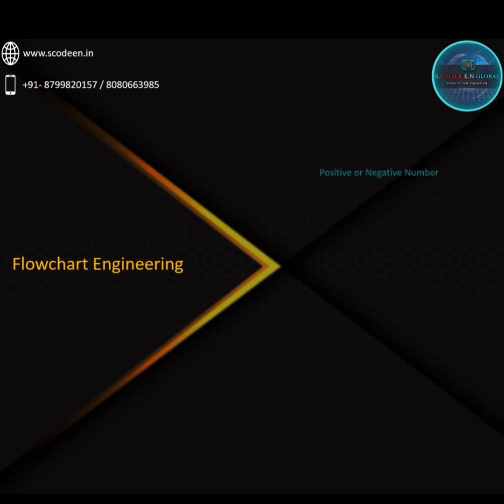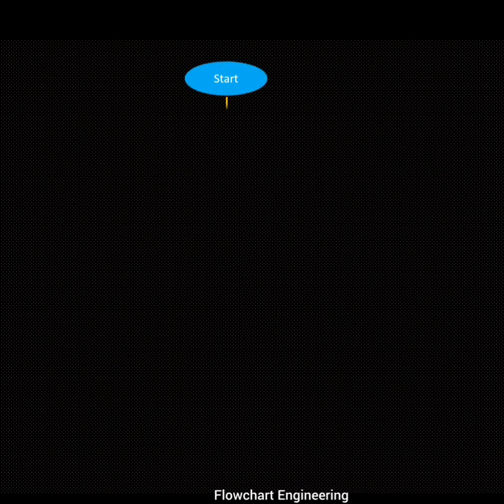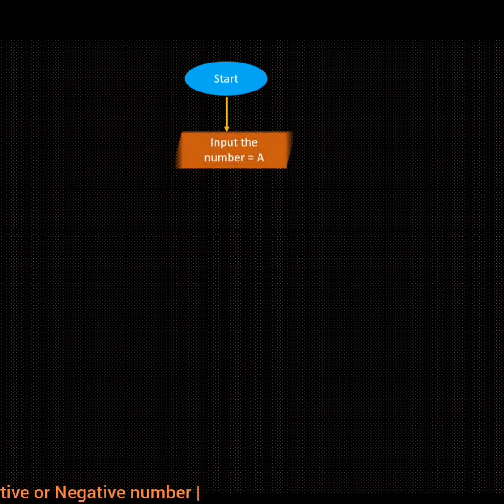In this tutorial, we will learn the flowchart for whether the number is positive or negative. So let's start. Here, the input variable count is equal to 1. That is, one input will be there. So we can write here: input the number equal to A.